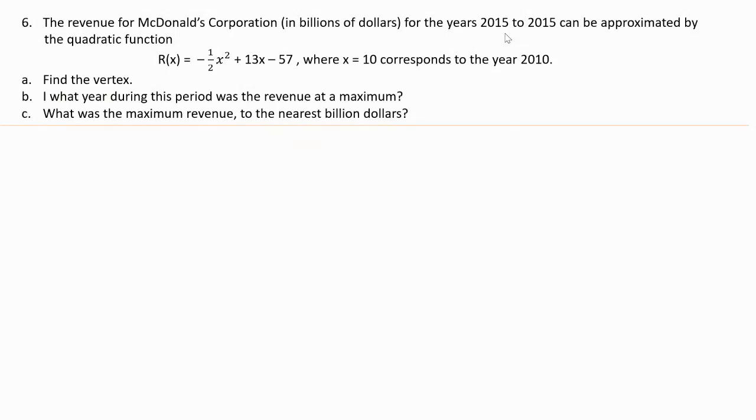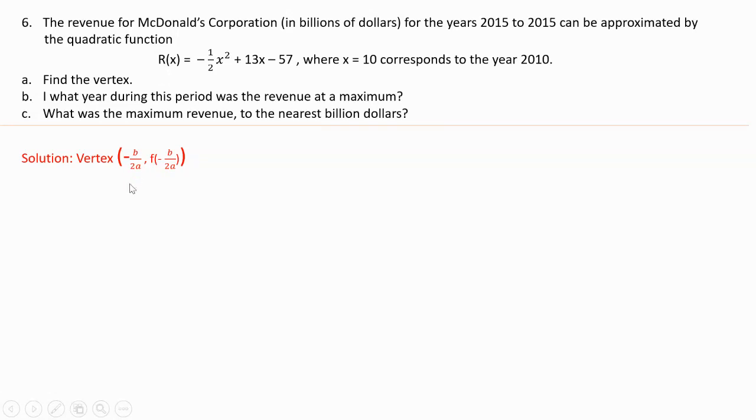So this is also a 3-part question. The first part, they want you to find the vertex. On the second part, it says, in what year during this period was the revenue at a maximum? And for part C, what was the maximum revenue to the nearest $1 billion? So once you find the vertex, you also found the answer for part B and C, because the x part of the vertex will give you the answer for B, and the y part of the vertex will give you the answer for C. Okay, let me show you how it's done.